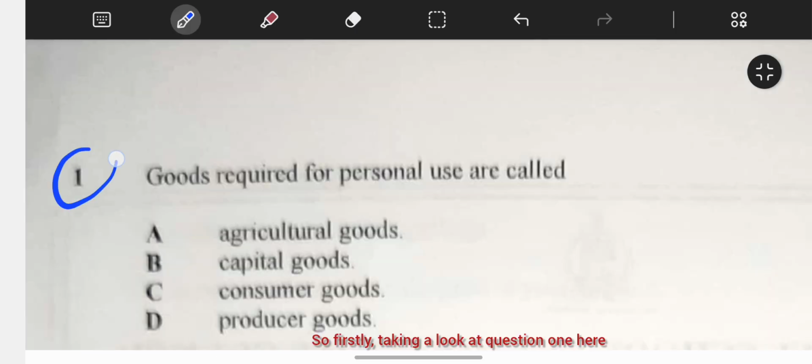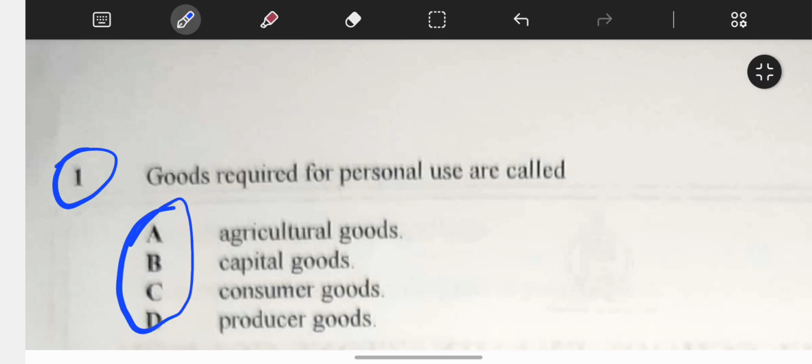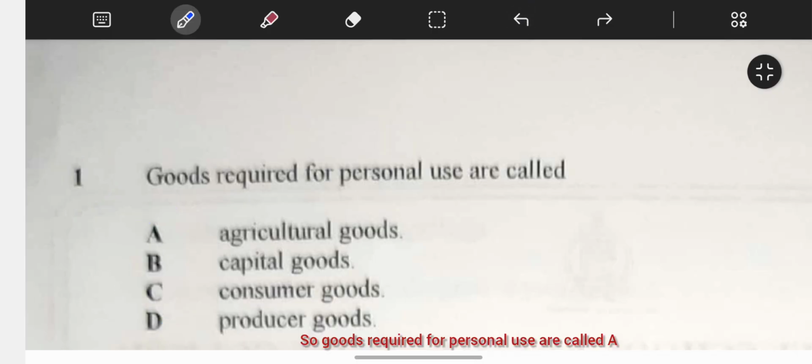So firstly, taking a look at question 1, the question reads, goods required for personal use are called, and we do have these 4 answers here, and among these 4 answers we are supposed to select the correct answer. That means all the 3 other answers are wrong or close to the answer, but we have to find the correct answer. So goods required for personal use are called: A, agriculture goods; B, capital goods; C, consumer goods; D, producer goods.